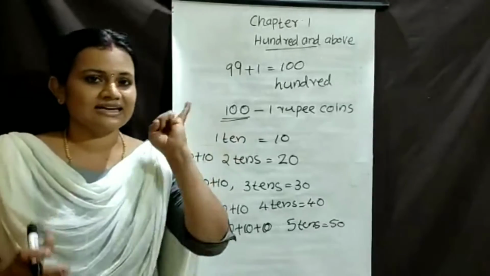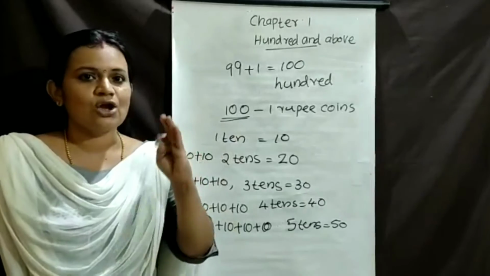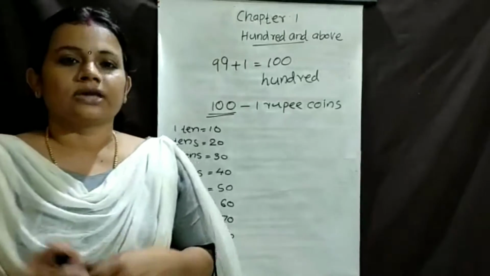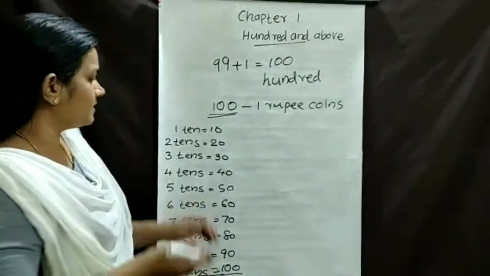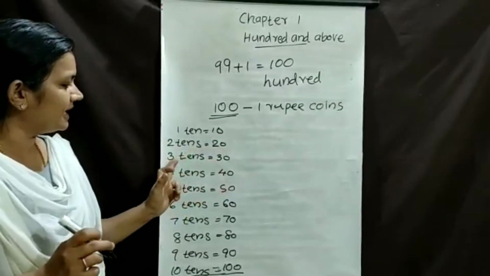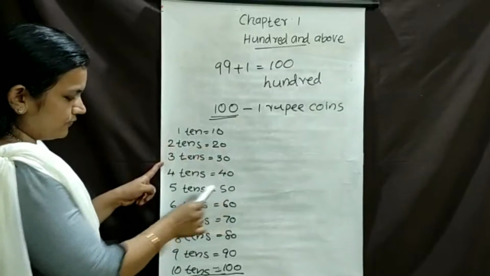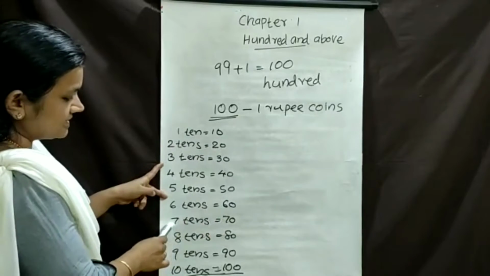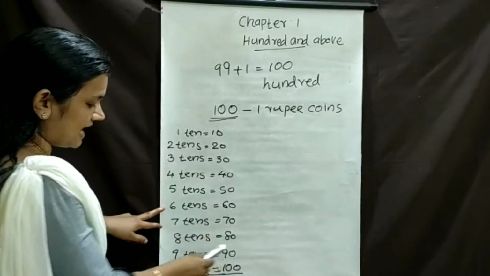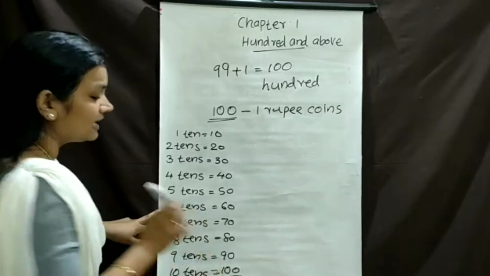Okay, my dear children, I will repeat. 1 ten, 10. 2 tens, 20. 3 tens, 30. 4 tens, 40. 5 tens, 50. 6 tens, 60. 7 tens, 70. 8 tens, 80. 9 tens, 90. 10 tens, 100.